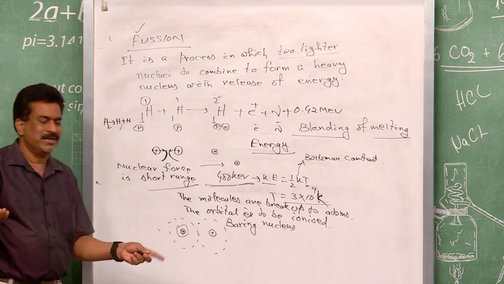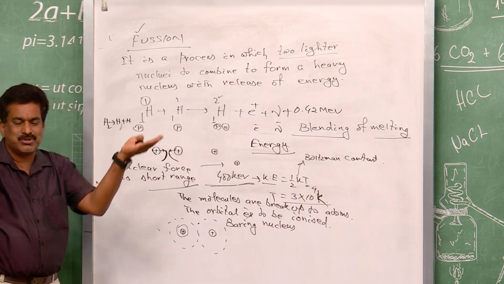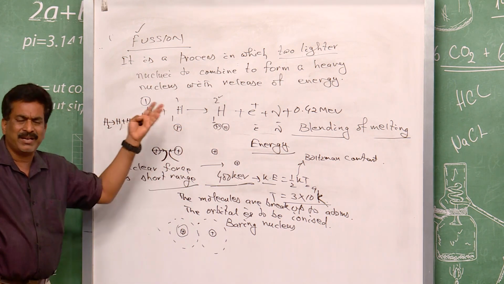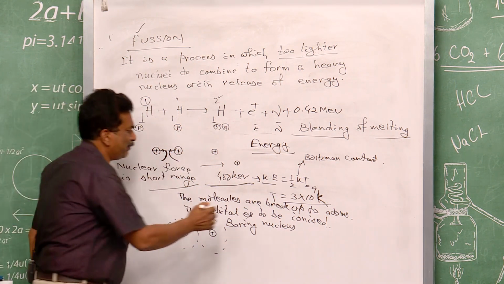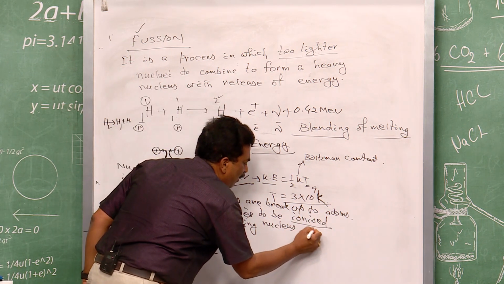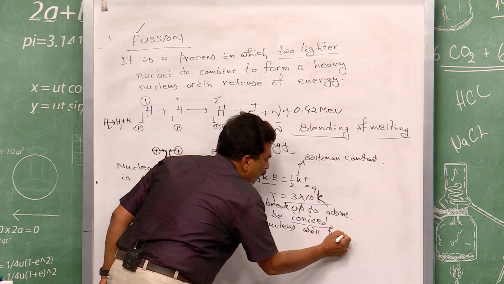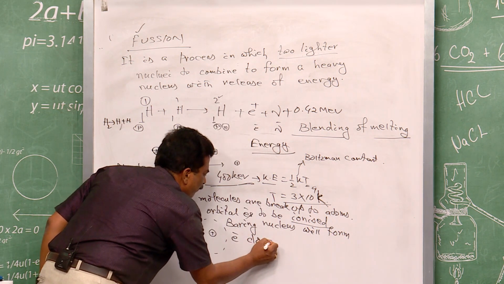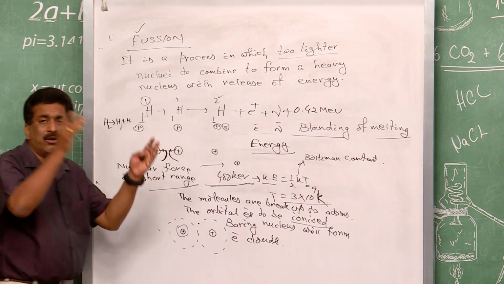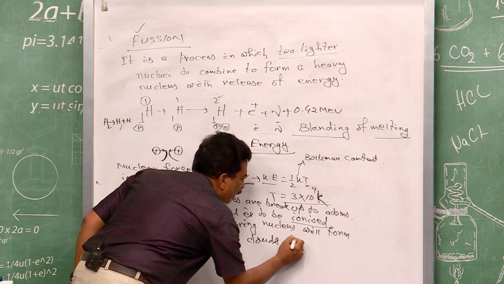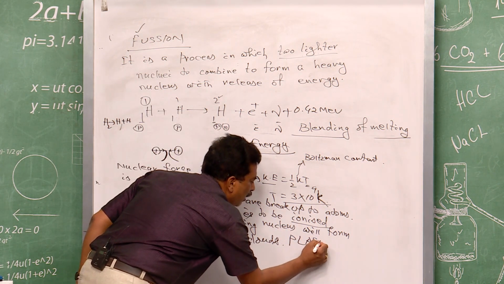Bearing nucleus means the electrons which are outside of that one, being excited towards the outermost one, that means it is ionized. So the bare nucleus will form electron clouds. They will form the electron clouds, and the formation of that electron cloud is known as plasma.